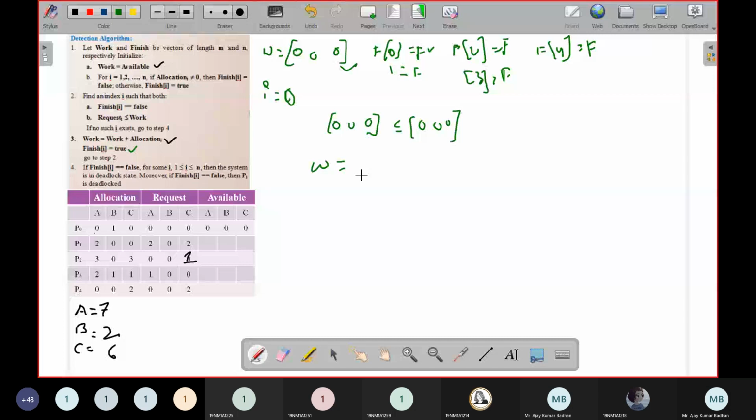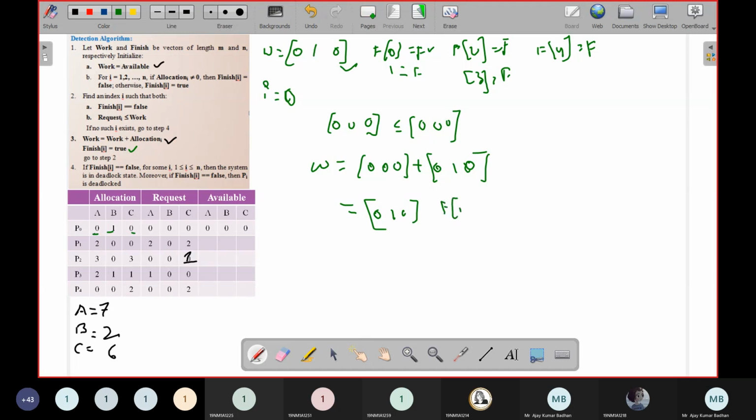So work is equal to work plus allocation. So how much will we get? 0, 0, 0 work plus allocation. How much have we allocated for this particular process P0? 0, 1, 0. Please understand this carefully and observe this carefully because you will find a difference now. Earlier we got a sequence, but now you're not going to get any sequence. So 0, 1, 0 means I simply have to update here 0, 1, 0.